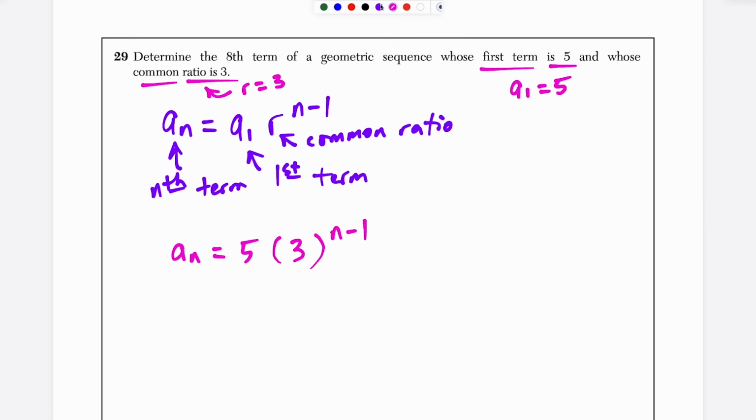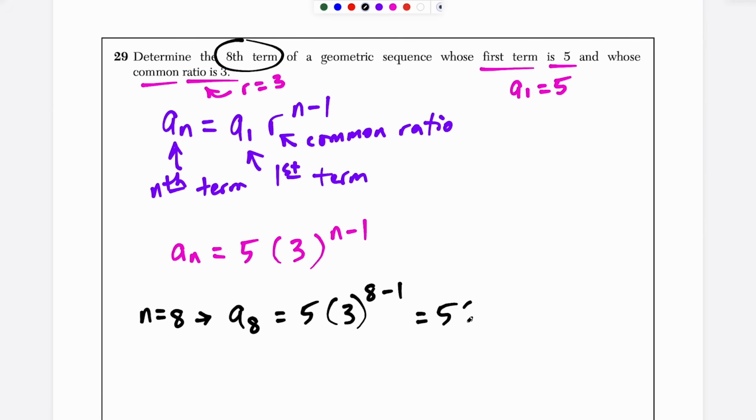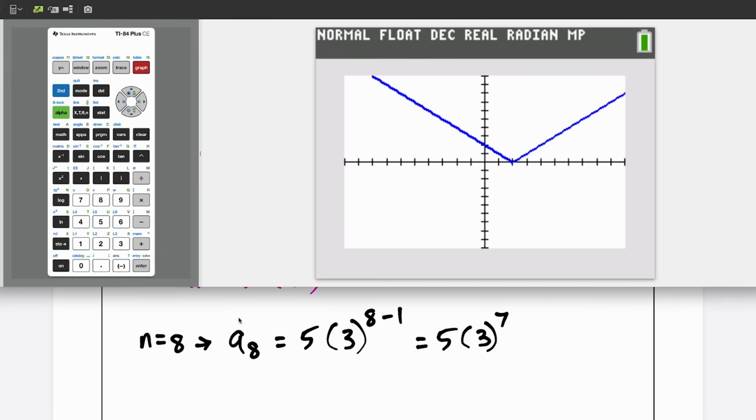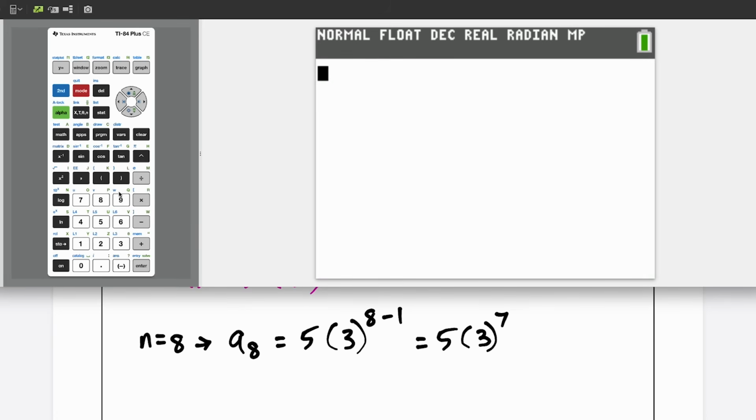So when they ask us to determine the 8th term, this tells us to plug in n equals 8, which gives us a sub 8. See the n here? I'm just going to put an 8. This means the 8th term is equal to 5 times the base 3 to the 8 minus 1 power. Remember, n equals 8, and 8 minus 1 is going to give us 7. So we have 5 times 3 to the 7th power. I just go back to the main screen here, and we're going to have 5 times 3 to the power 7. And this is going to give us our answer.